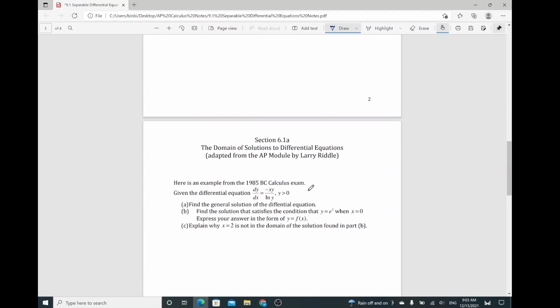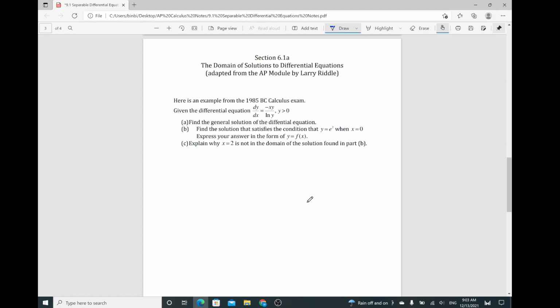Okay, so now let's see what else we have. The domain of the solution to the differential equation. So here's another one. It's getting a little bit more complicated. This one is an example from a 1985 BC calculus exam. 1985, that's a long time ago. Okay, so let's find out what that is.